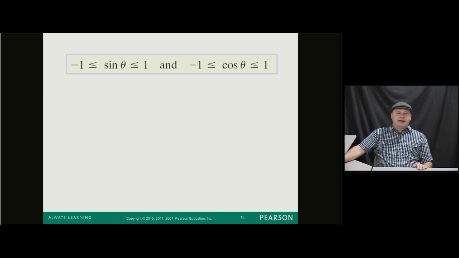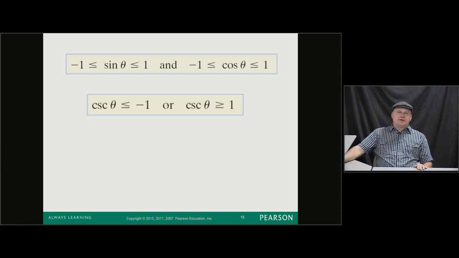Now cosine of theta, it's the x-coordinate. And the x-coordinate on a unit circle, the smallest it can be is negative 1, because that's the farthest number to the left. And the biggest number to the right is 1, because it's a unit circle. So that's why it's between negative 1 and 1.